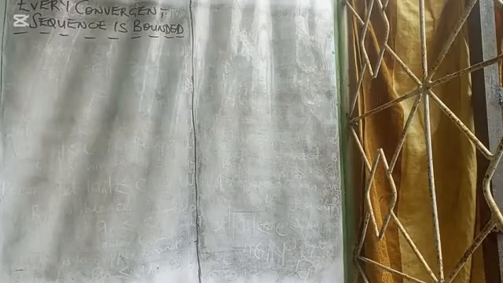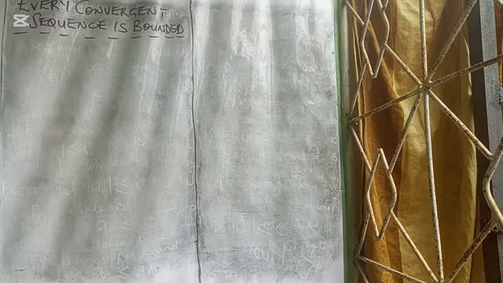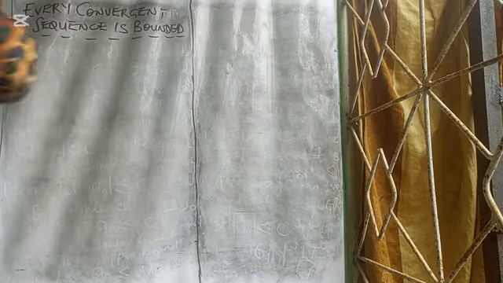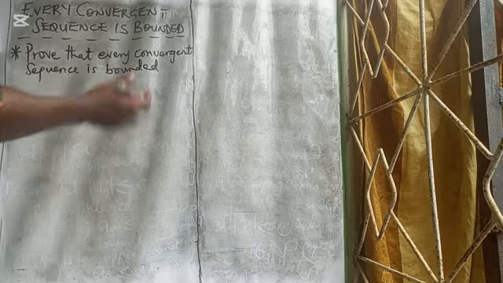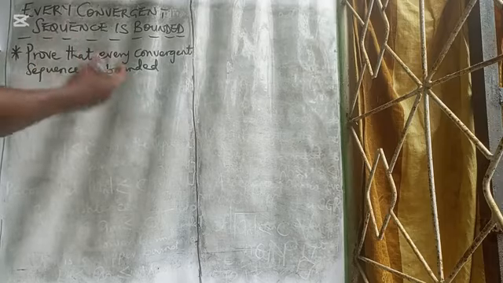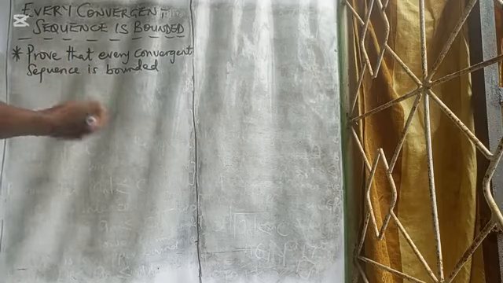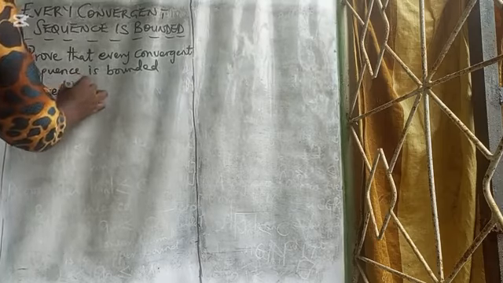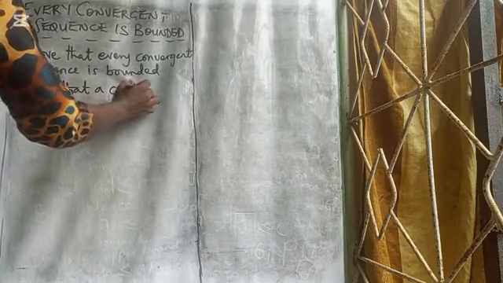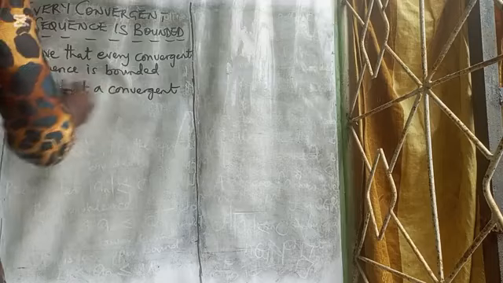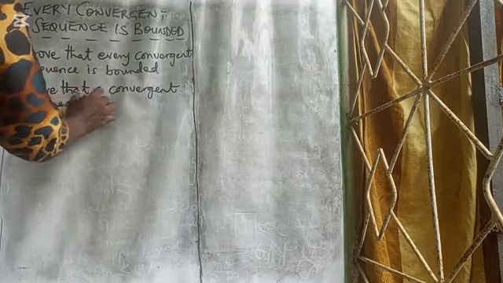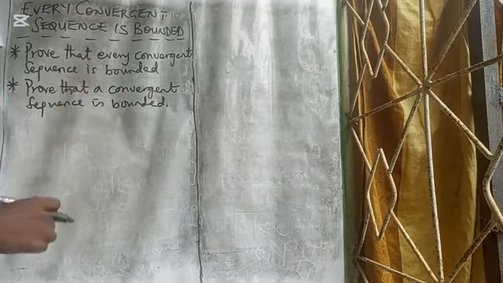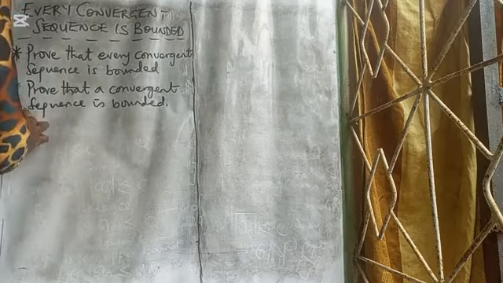In today's class, we want to prove that every convergent sequence is bounded. We can also be told to prove that a convergent sequence A sub n is bounded. It is still the same proof. Prove that a convergent sequence is bounded. We are still looking at the same thing. So where do we begin from?